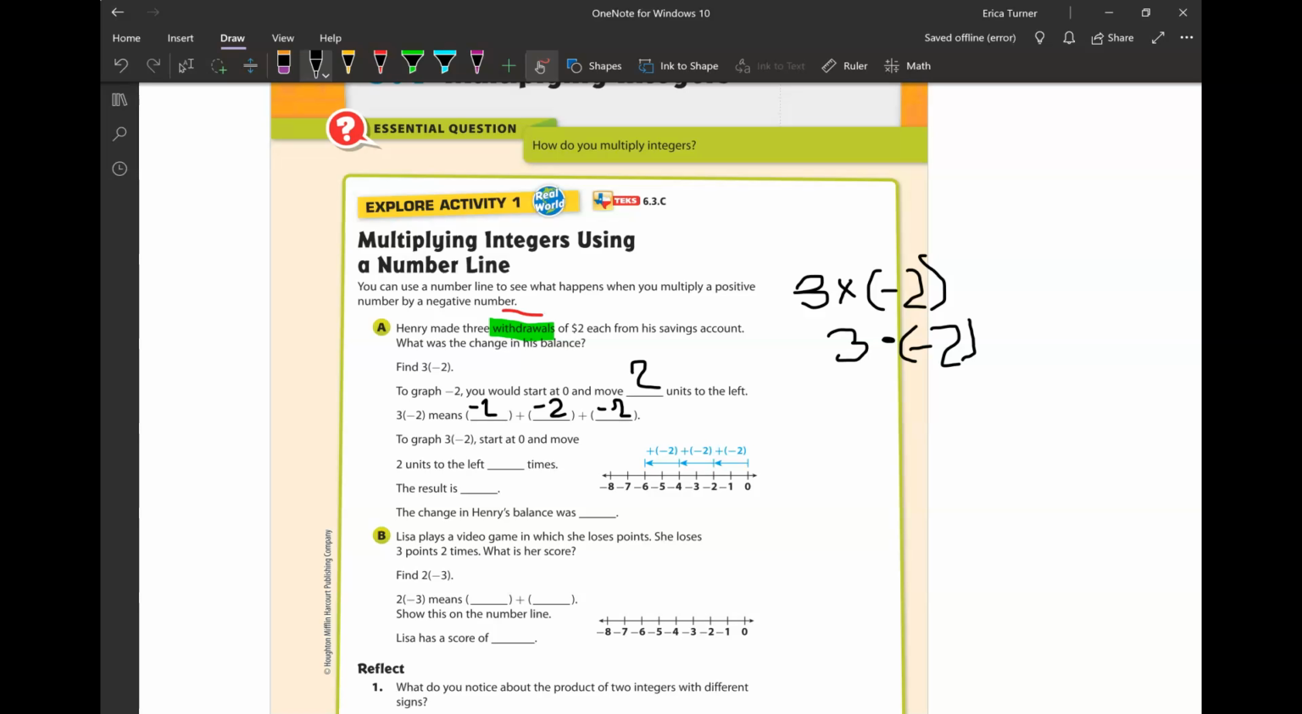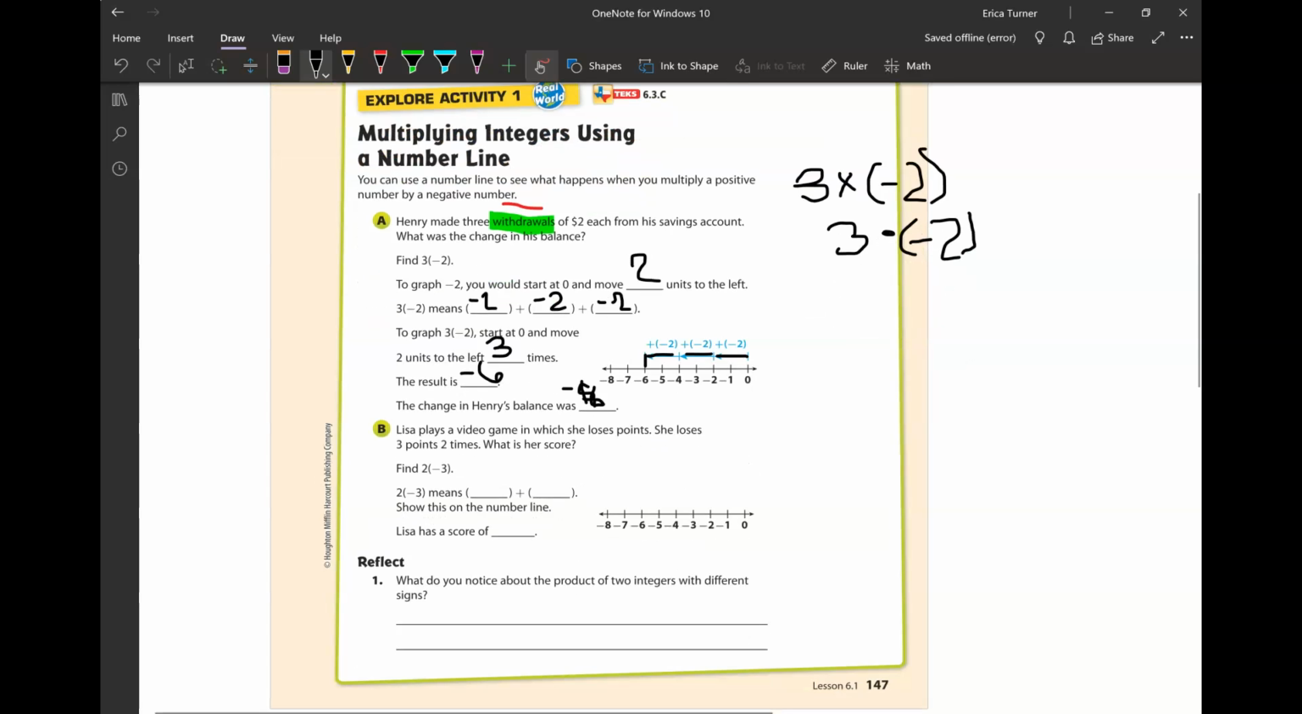To graph 3 times -2, start at 0 and move 2 units to the left blank times. Well, how many times did he withdraw? 1, 2, 3. So you're going to move 2 units to the left 3 times. When I do that, 1, 2, 3, I end up at -6. The change in Henry's balance was -$6.